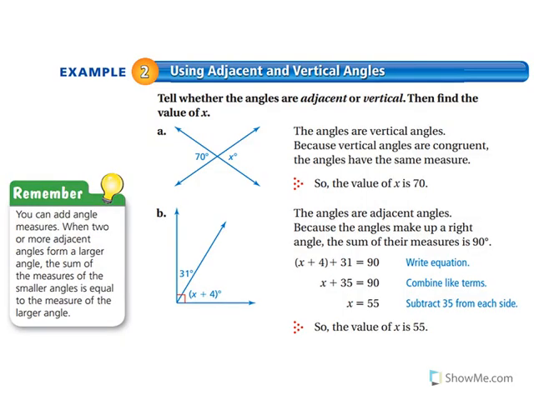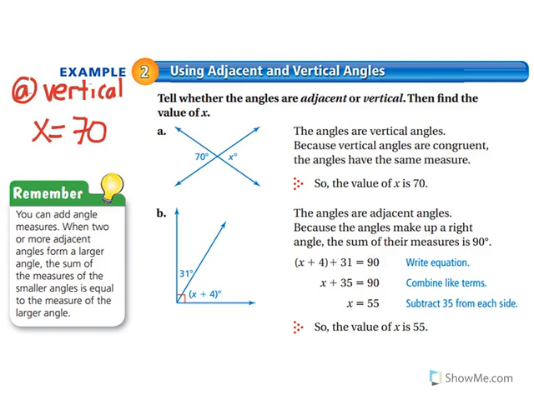Next, the directions tell us to please tell whether the angles are adjacent or vertical, then find the value of x. So for A, we can look at both of these. They are across from each other. They back up to each other. That makes these vertical. Since they are vertical, if one angle is 70, then x must also be 70. That's an easy one, right? The next one's a little bit more tricky.